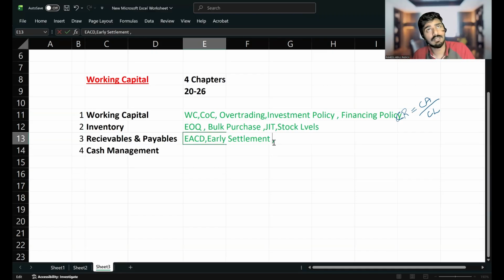Then for receivable management, you have to learn what the receivable management methods are. You have to assess the creditworthiness of the customer. You have to set credit limits for the customers. You have to monitor this receivable management system. You have to do many things in order to manage receivables.